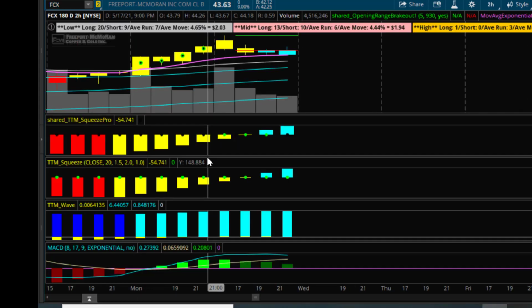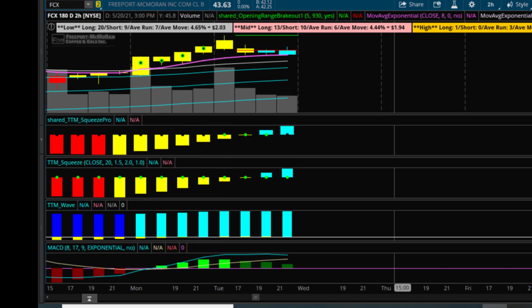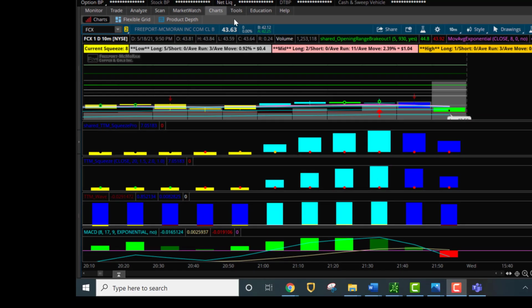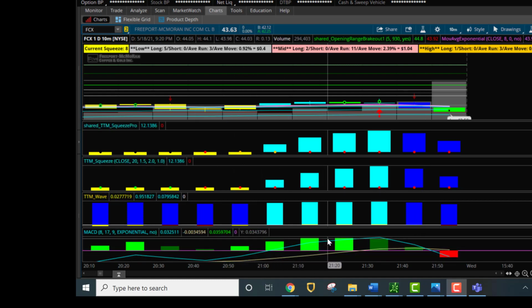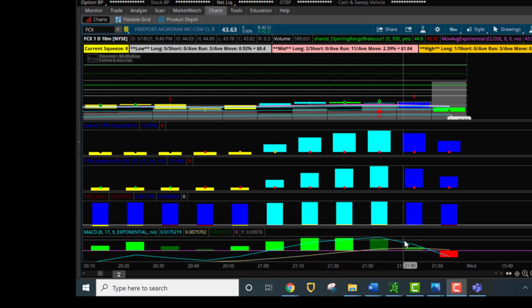I alerted FCX when it fired long here on the 2-hour time frame. So when this black dot turned to a green dot, I alerted it right here. If I were going to use MACD to help me determine my exit, I could switch to a smaller time frame like the 10-minute and then exit when I see this bearish cross. That means wherever I entered, I would be holding as long as the MACD line is above the signal line. Then once I see it start curling downward and crossing below the signal line, that will be my exit.